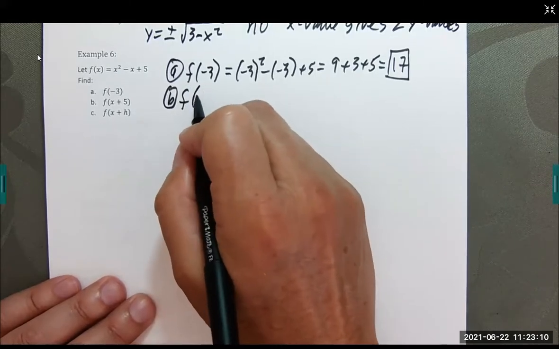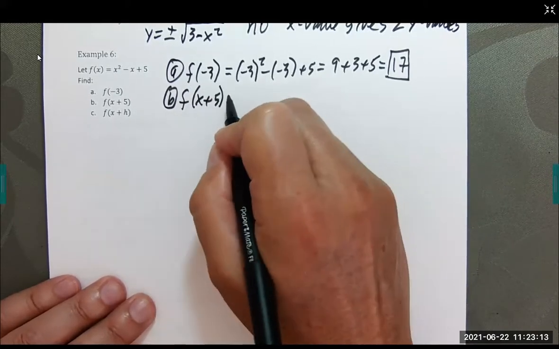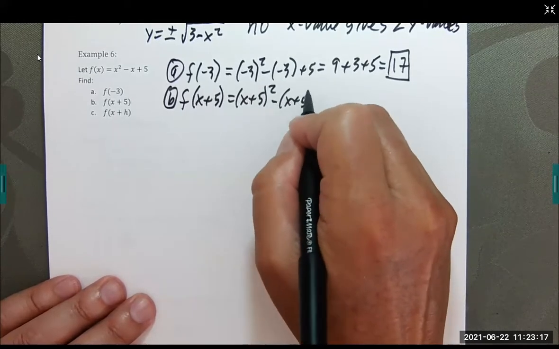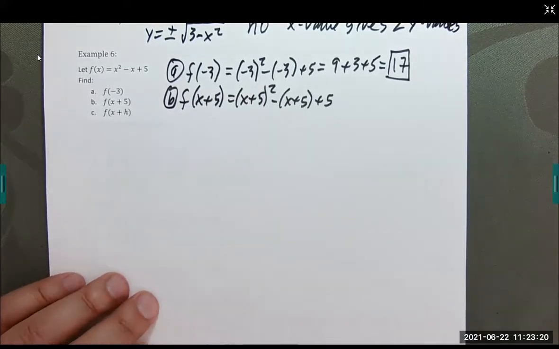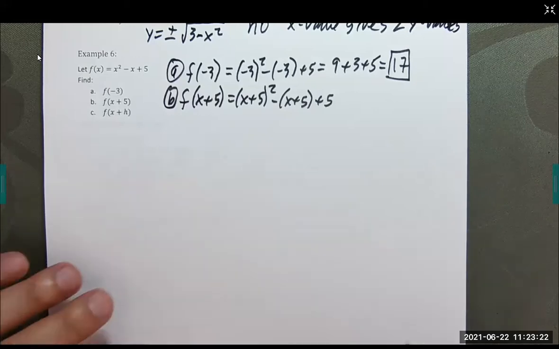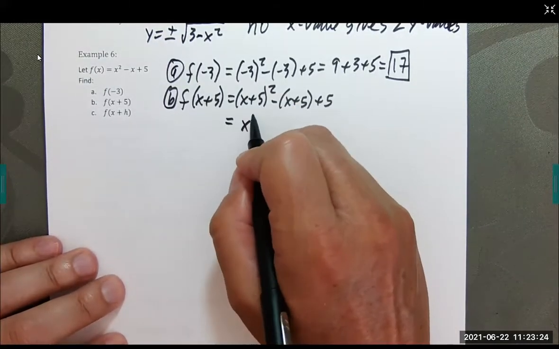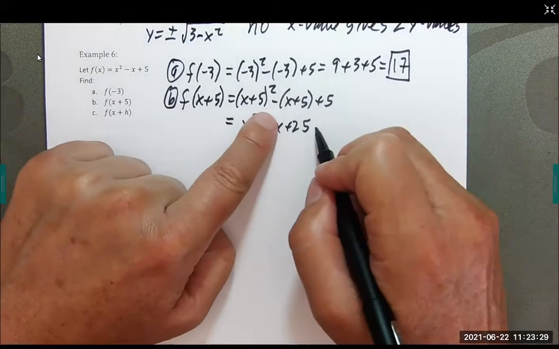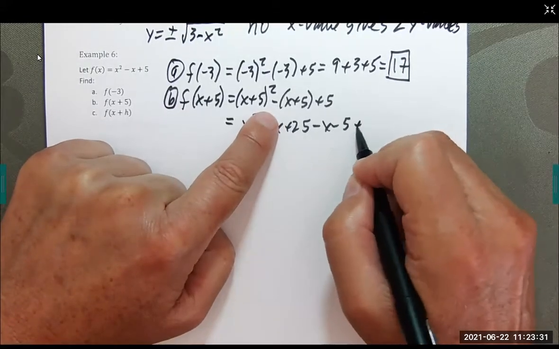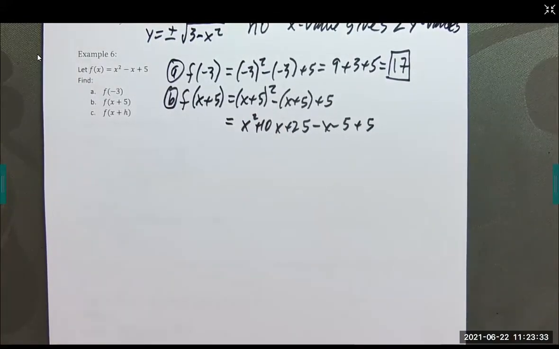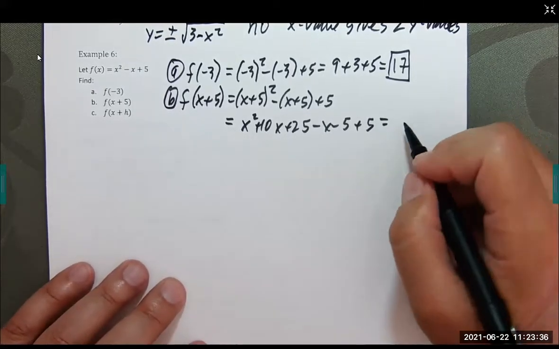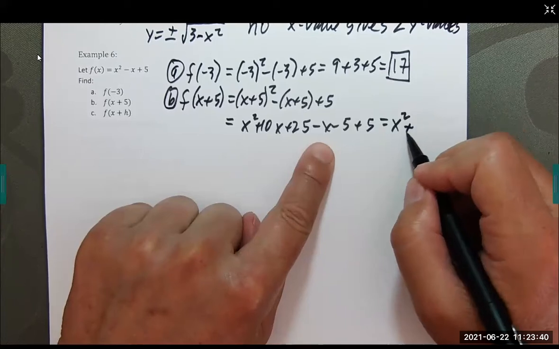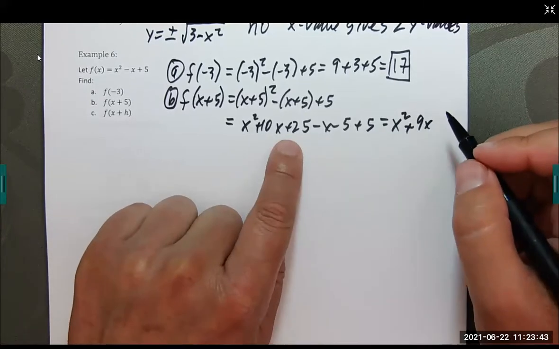Part B says f of x plus 5. And I'm going to go ahead and FOIL that out. Here I'm going to distribute a negative, minus x minus 5 plus 5. Combining up the like terms, I get x squared. 10x minus x is 9x. Looks like plus 25.